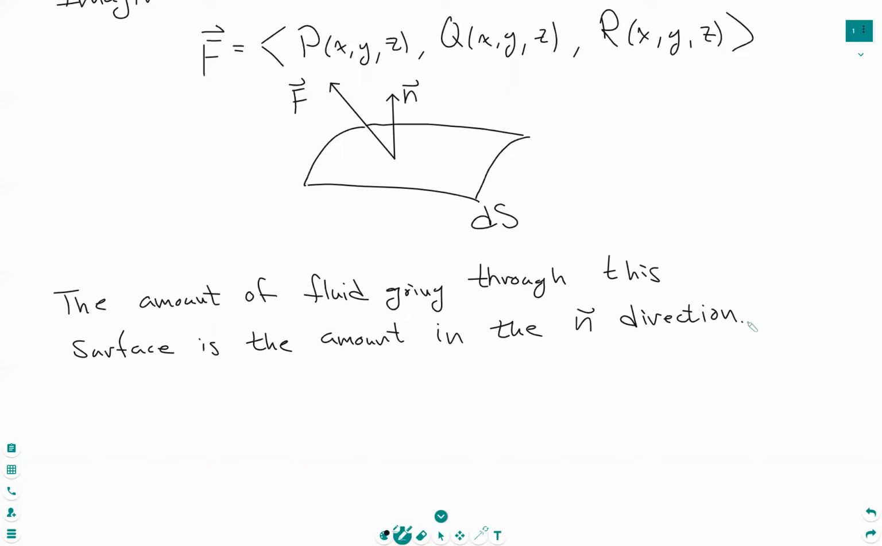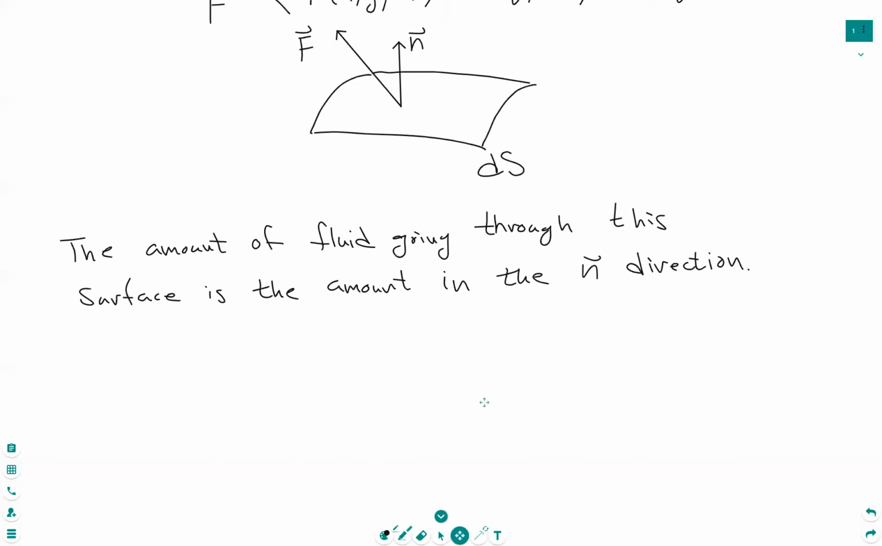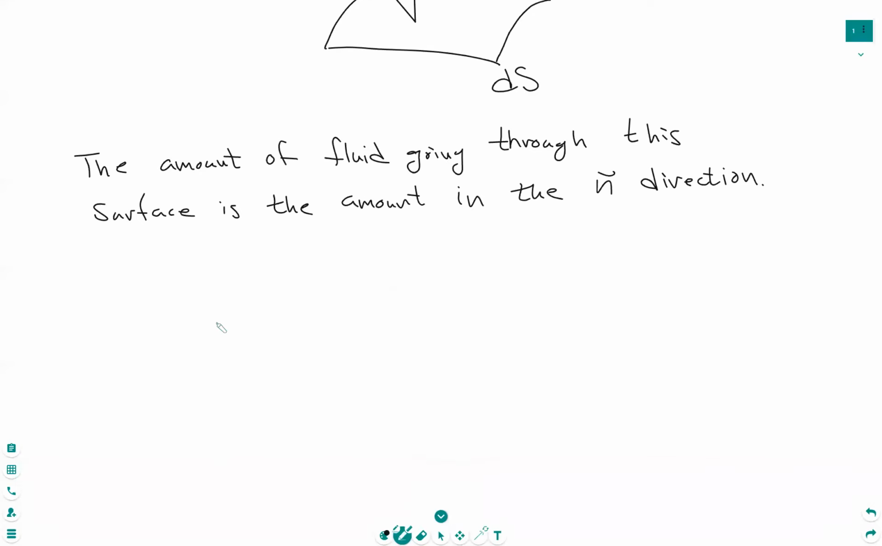So if we summed up all of these little small surface areas with the amount that's going through each little particular thing, you get an approximation if we sum those up, and in the limit, we end up with the flux. So the flux through our surface is the surface area integral over S of how much of F is going in the n direction, which is the dot product between the two, dS.